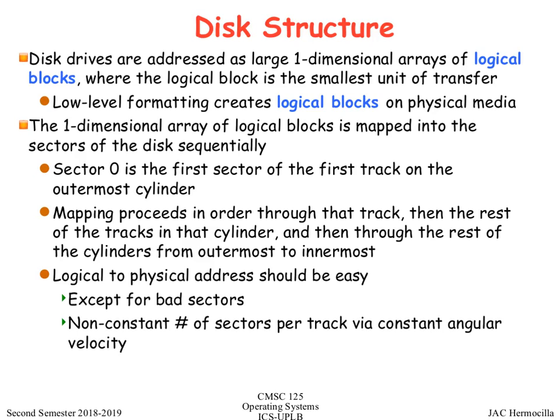So the mapping proceeds in order through the track, then the rest of the tracks in that cylinder, and then to the rest of the cylinders from the outermost to the innermost. So logical to physical address translation should be easy. There's actually a formula for that. Didn't you have to specify the sector number, track number, and cylinder number in your bootloader exercise, if you remember, for the exact position of the sector you're reading?